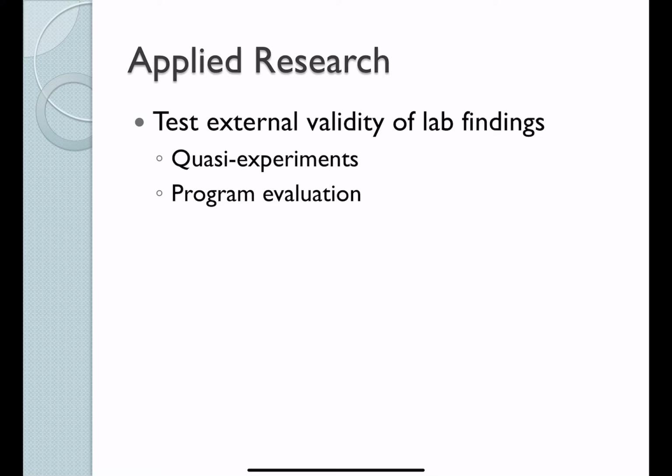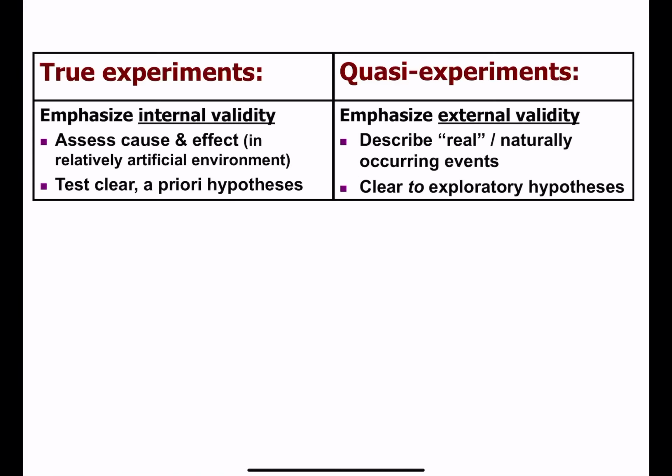So we'll talk about two general strategies for this. One is quasi-experiments, where we try to approximate the conditions of a highly controlled lab experiment, and then another is program evaluation, in which we use applied research to really learn if real-world treatments actually work.